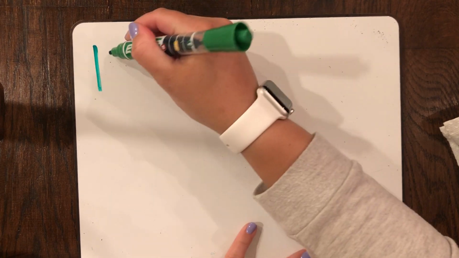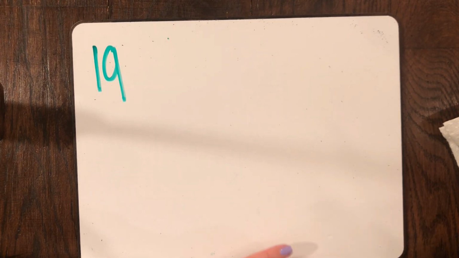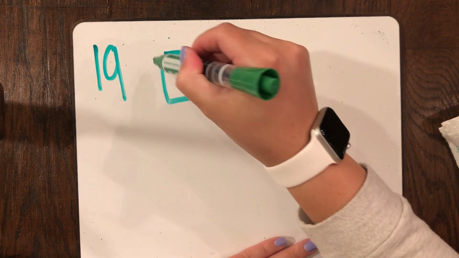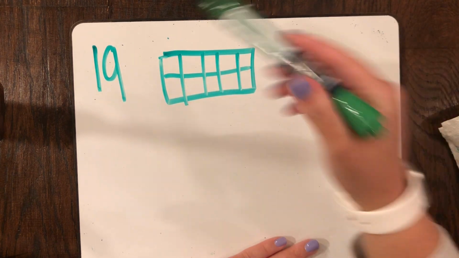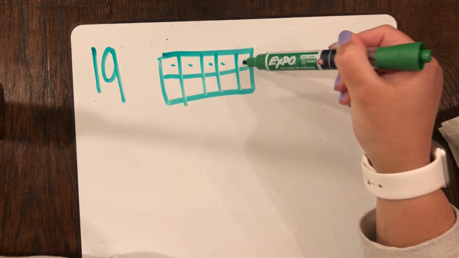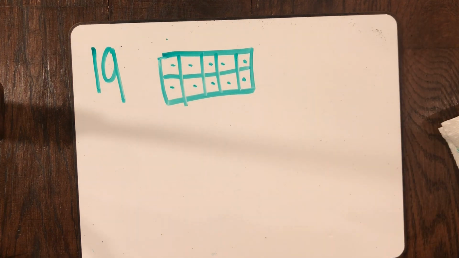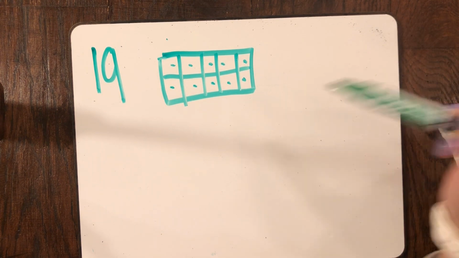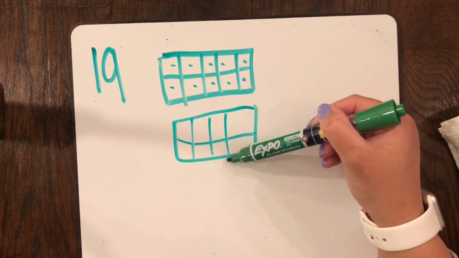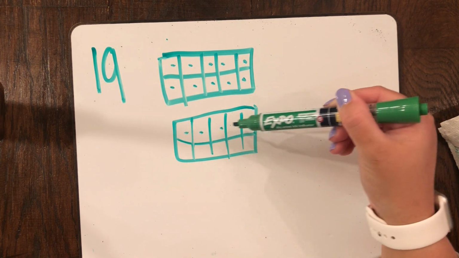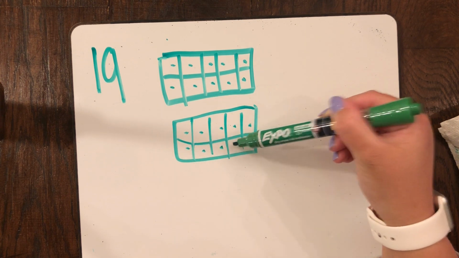So if I have the number 19, it looks like that. I had some friends ask me, well, if I have a tens frame, I can't do that with 19 because there's only 10 spots. 1, 2, 3, 4, 5, 6, 7, 8, 9, 10. So what am I going to do? Good, I need a second tens frame. So I'll just draw a second one. And there I have 10, 11, 12, 13, 14, 15, 16, 17, 18, 19.